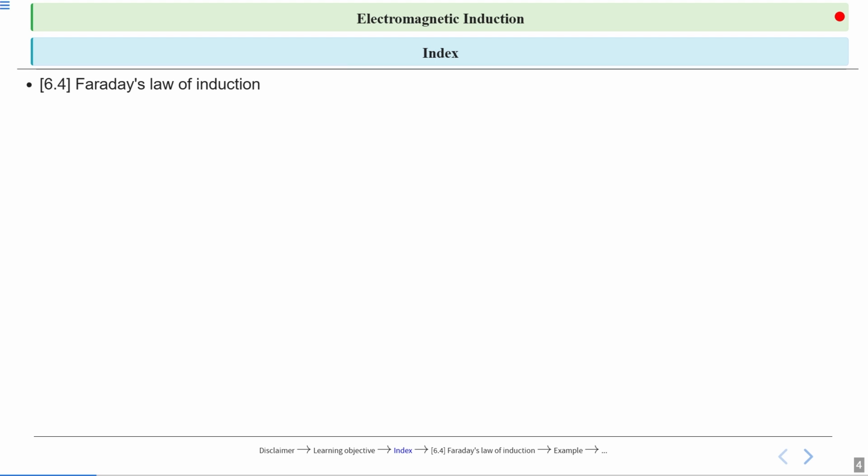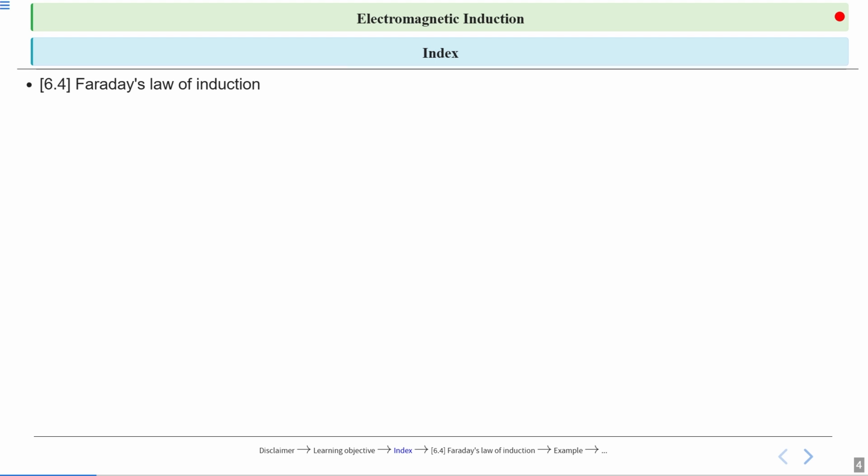Due to this magnetic flux change, current or EMF will be induced for a very short time, momentarily. There will be a momentary deflection in the galvanometer. So these three experiments we discussed yesterday, and magnetic flux also.